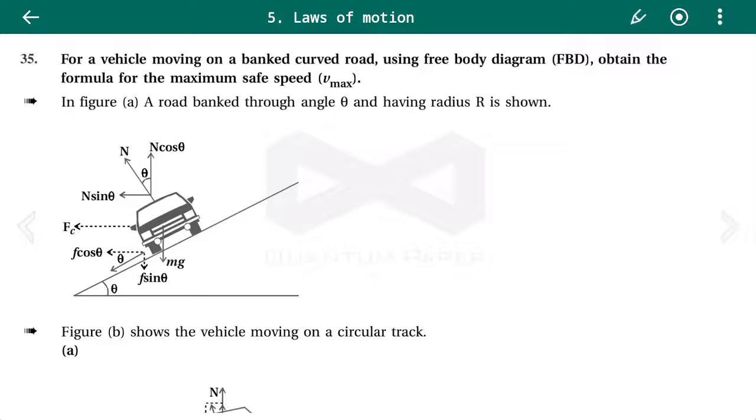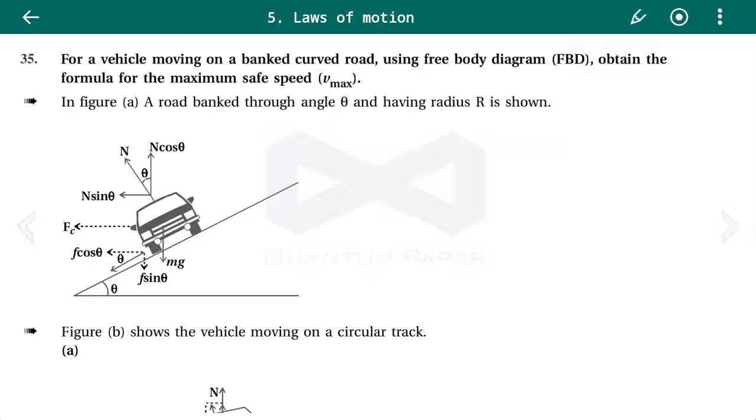In this video, we are going to find the formula for the maximum safe speed for a vehicle that is moving on a banked curved road. So let us see the question first. For a vehicle moving on a banked curved road, using a free body diagram, obtain the formula for the maximum safe speed indicated by V max.